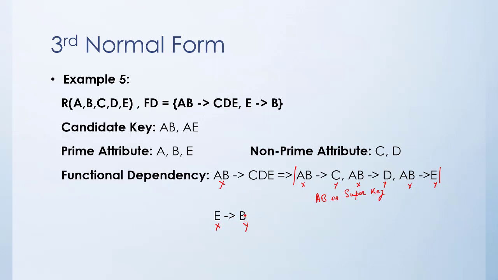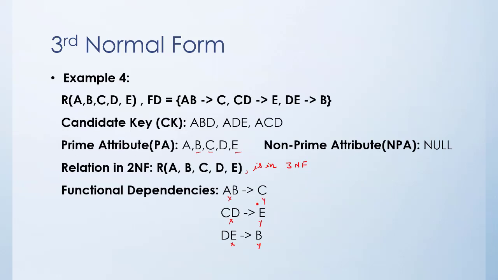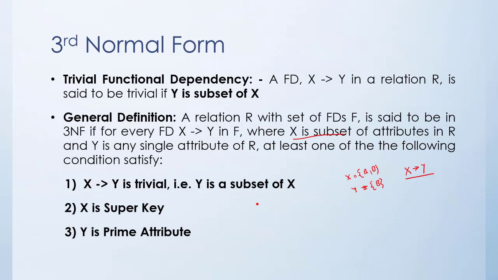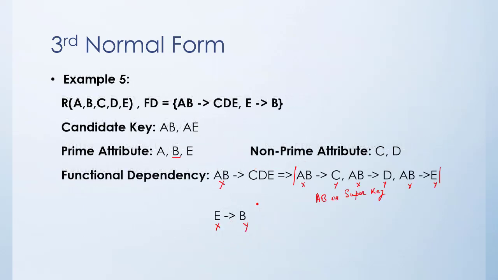Now we need to analyze the second functional dependency, E determines B. Is it trivial? No, it is not trivial. Is E a super key? No, E is not a super key. Is B a prime attribute? Obviously, B is a prime attribute, as it satisfies the third condition that Y is a prime attribute. So we can say that the relation R having these functional dependencies is in 3NF.